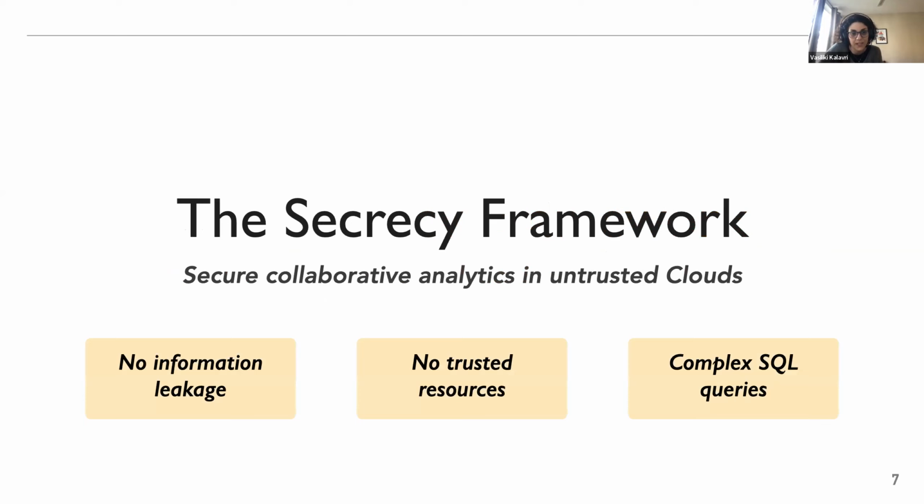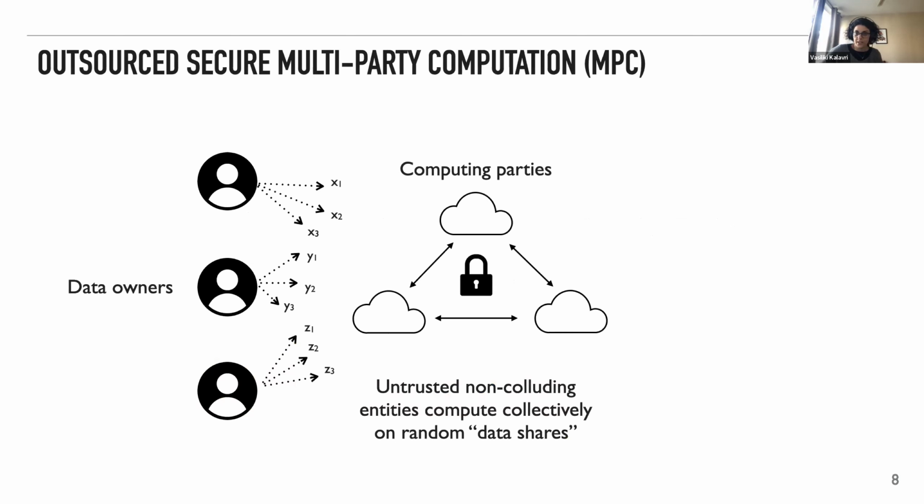So we're building a new relational analytics framework for secure collaborative analytics in untrusted clouds. We call this Secrecy. And Secrecy guarantees no information leakage without relying on any trusted resources and supports SQL queries. All right, so how does it work? Secrecy relies on a technique that is called secure multi-party computation to ensure provable security guarantees and no leakage.